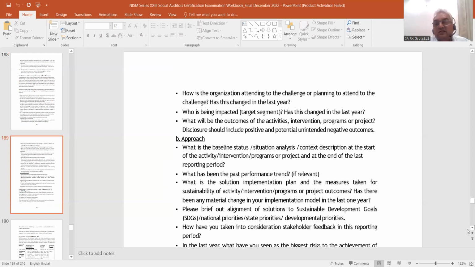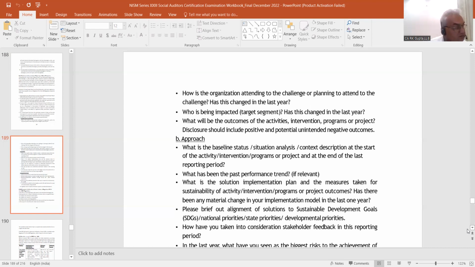Who is being impacted? Target segment. And has this changed in the last year? So basically two years of information, because how will you substantiate the change? Because you will be giving the last year's figures also. And what will be the outcome of the activities, interventions, programs, or projects? So the disclosure should include positive and potential unintended negative outcomes.